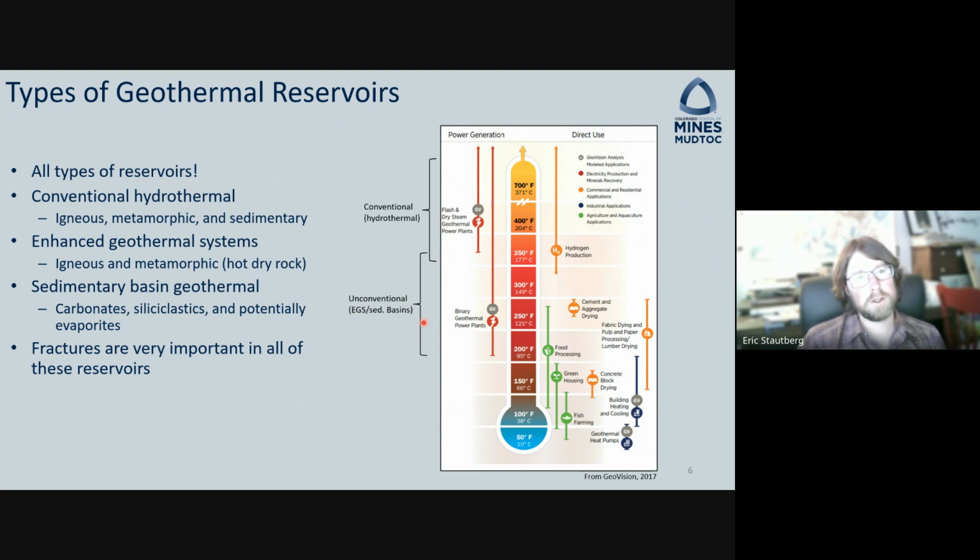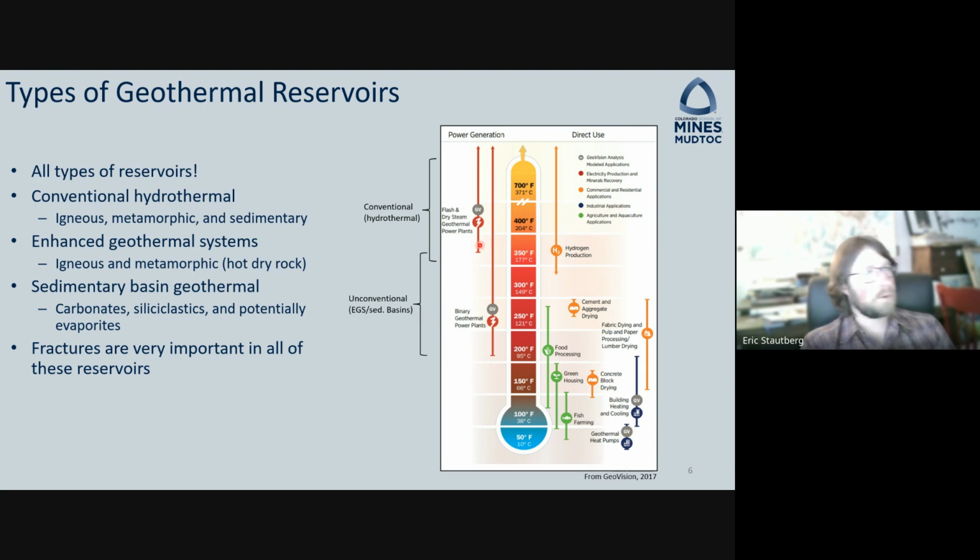As far as enhanced geothermal systems go, these are typically igneous or metamorphic rocks, hot, dry rocks that we can drill into, hydraulically fracture, and build this fracture network reservoir that we can use. I was talking to a company yesterday about potentially doing this in some sedimentary rocks that are tight, so maybe that'll be added here in the EGS category. In terms of sedimentary basin geothermal, carbonates, siliciclastics, and potentially evaporites can be used for geothermal energy. And in all of these reservoirs, fractures are very important because we do need a lot of fluid to the surface to be able to make electricity.